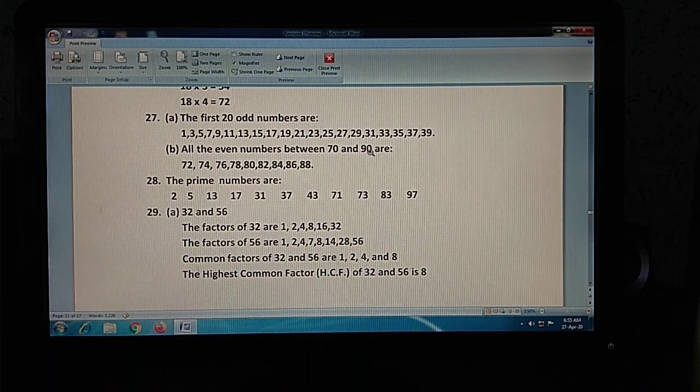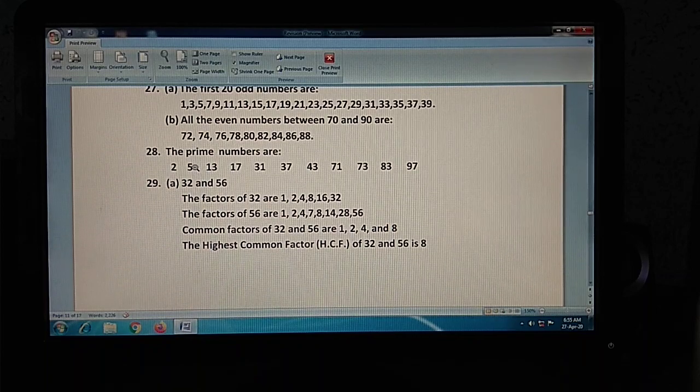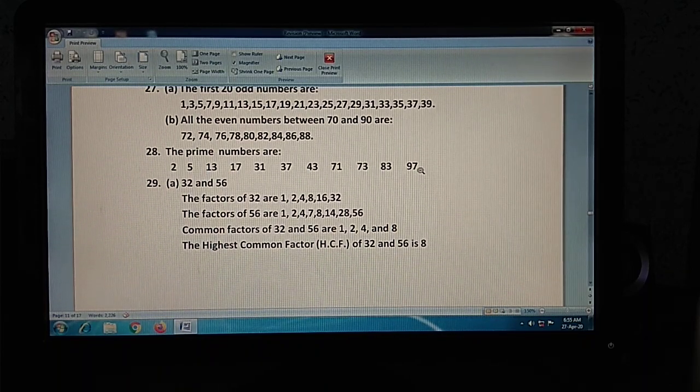Now prime numbers, we all know, here is a list given, but from here we have to find out which are the prime numbers. Prime numbers, as we know, are those numbers which are divisible only by 1 or by the number itself. Here you can see 2 is divisible by 1 and by 2. 5 is divisible by 5 and 1 only, not any other number. So these are the numbers given in the list which are prime numbers.